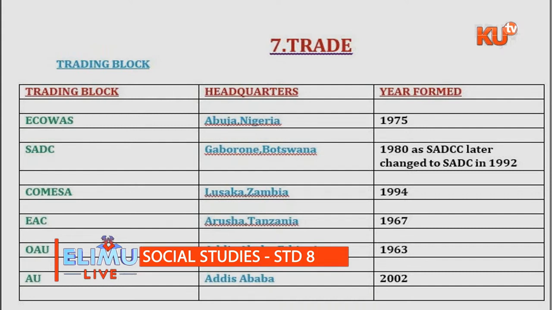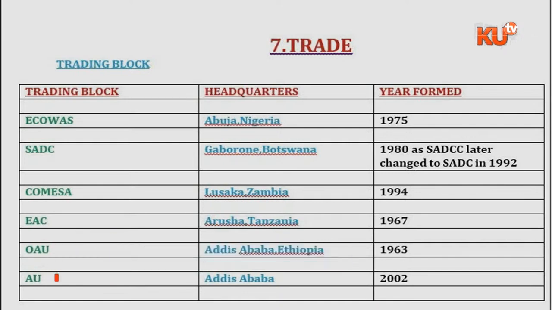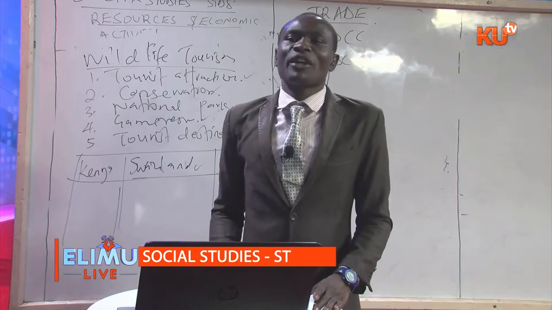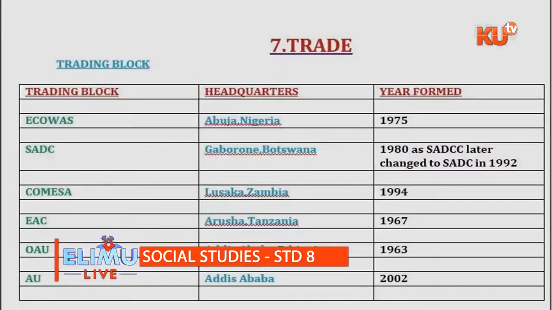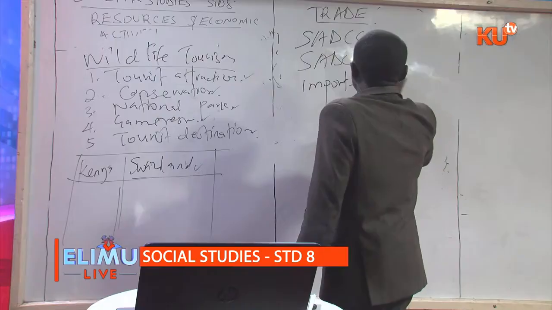In an exam, you will be asked, which one of the following is not a member state of SADC? So as a candidate, you should be able to know the member states of ECOWAS, SADC, COMESA, EAC, OAU, and AU. Then, still on trade, you should also be able to know Kenya's imports and Kenya's exports.